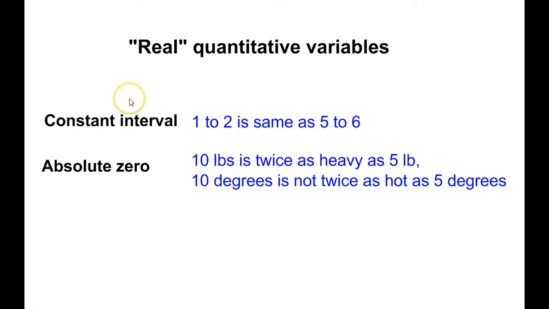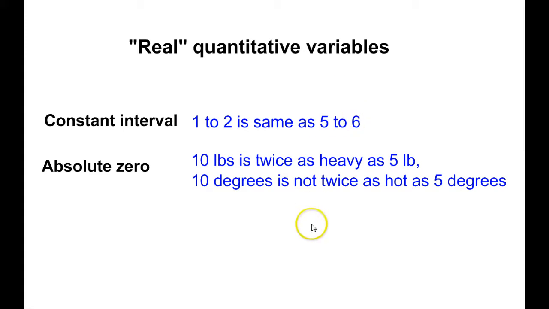Another one is constant interval. That's very closely related. What it means is that if you subtract two numbers, the difference is always the same. So for example, 10 degrees is 5 degrees more than 5 degrees. 20 degrees is 5 degrees more than 15. So 20 minus 15 is 5, 10 minus 5 is 5. The difference, the gap, is the same.